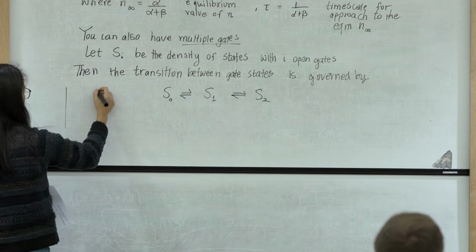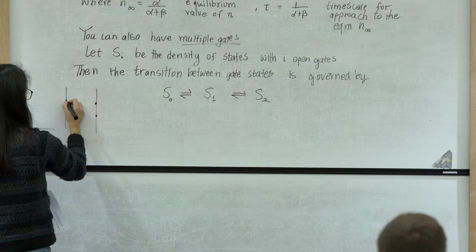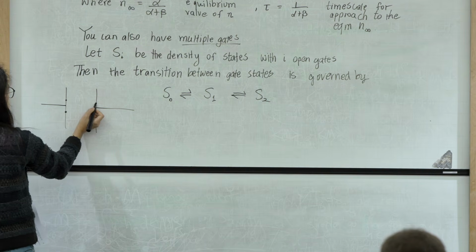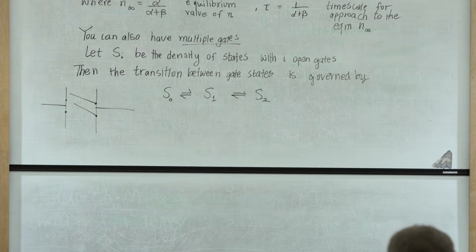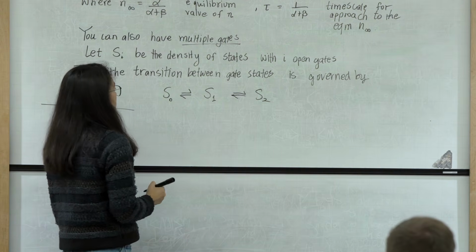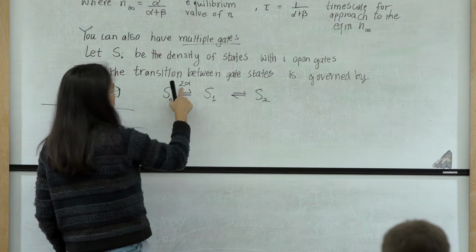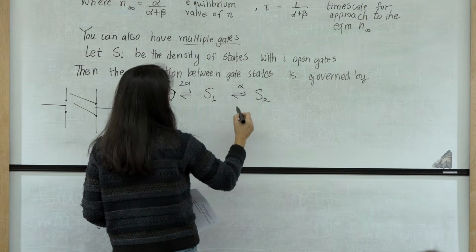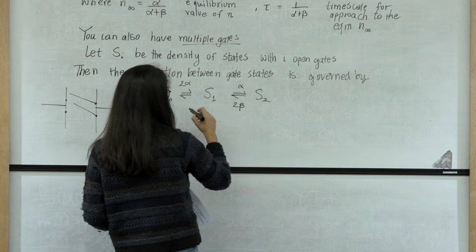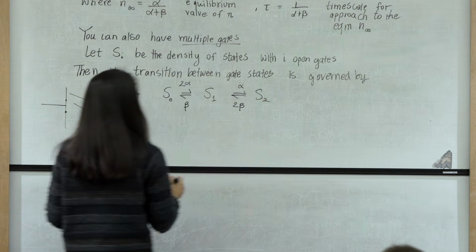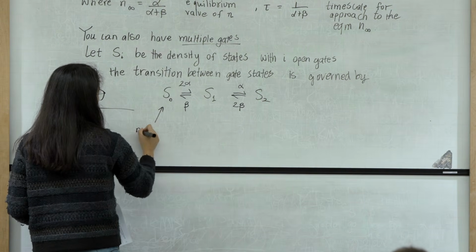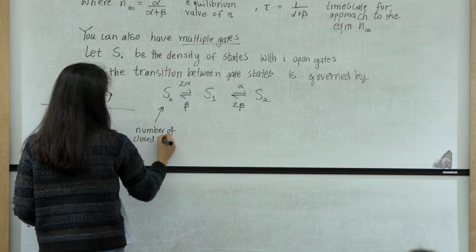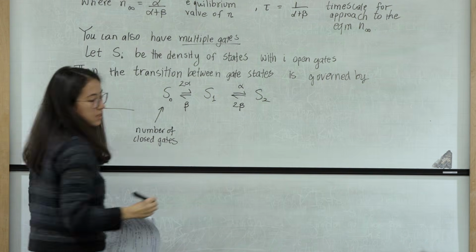So the scenario we're considering is essentially the following. I have basically here my cell membrane, and there are 2 gates that can either be open or closed. Here I'm going to tell you why this has a factor of 2. This is going to be 2 alpha, this is alpha, and then this is 2 beta and beta. So let me write down a few things. This is the number of closed gates, and then basically the factor of 2.